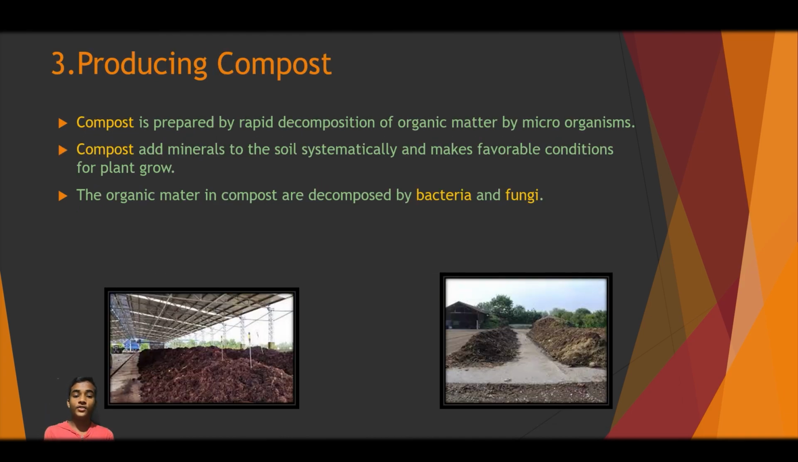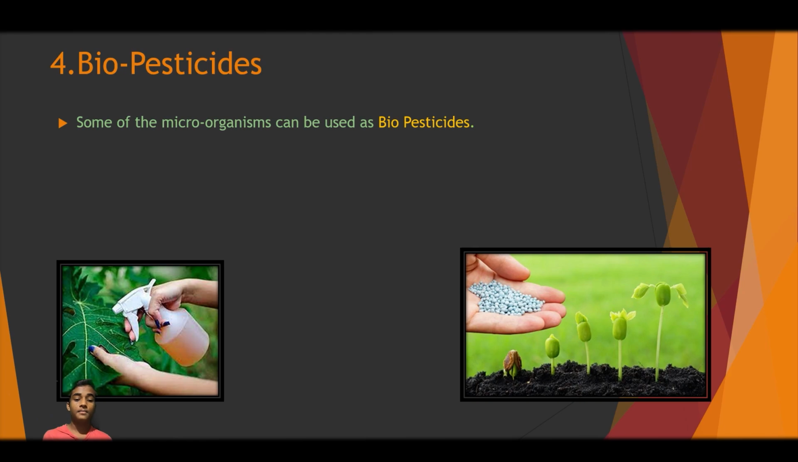Third one, producing compost. Compost is prepared by rapid decomposition of organic matter by microorganisms. The organic matter in compost is often decomposed by fungi and bacteria. Fourth one, biopesticides. Some microorganisms can be used as biopesticides to control insect pests that cause damage.